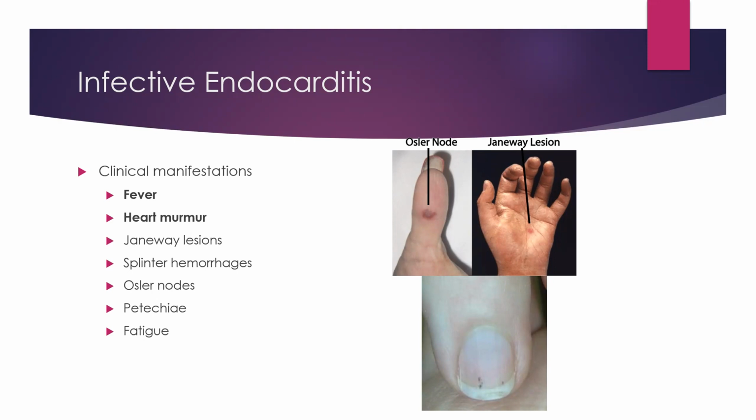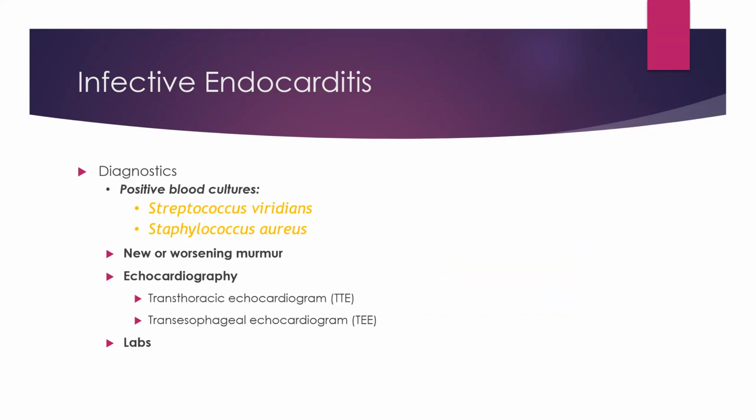I'm sorry, if I said Osler nodes, they are painful. Janeway are painless. And then we can see splinter hemorrhages, which is in the fingernail there. We see them in the hands and feet, in the nails, little hemorrhages that look like splinters. We can see petechial patches, and the patients can often complain of, or rather report, fatigue.